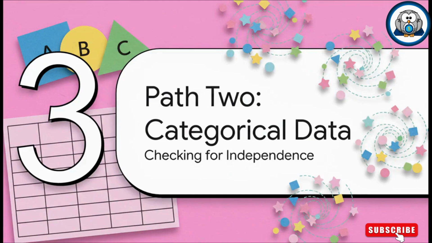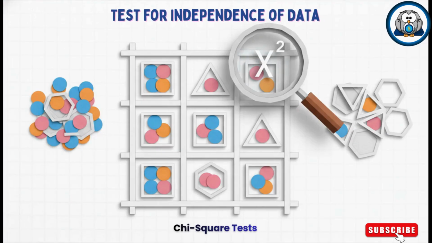All right, so we've handled the numbers. Now let's explore that second path. What happens when our data isn't numbers at all, but categories or labels? In this case, we're not looking for correlation. We're checking for something a little different called independence. Yeah, for this, we need a completely different kind of tool. It's called the chi-square test. It's designed for one specific job, to see if being in one category is independent of being in another.